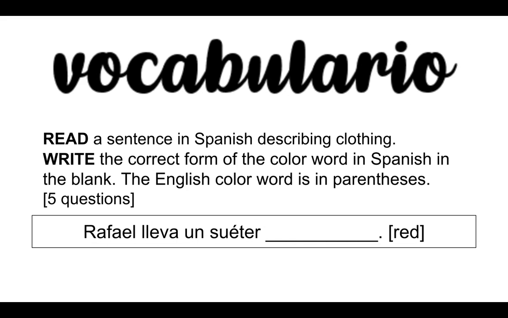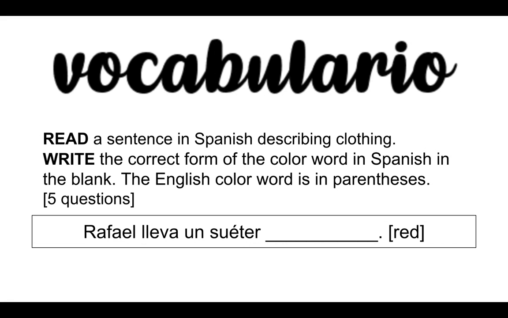In another vocabulary section, you will read a sentence in Spanish describing clothing. You will write the correct form of the color word in Spanish in the blank. The English color word is in parentheses. The catch is you need to use the correct form of the color word. Remember that for red in the example, you have 4 choices: rojo, roja, rojos, or rojas, depending on what you are describing as red. And there are 5 of these questions.